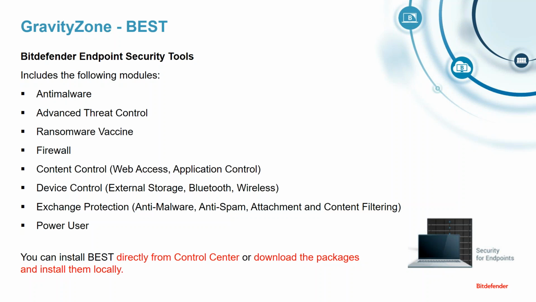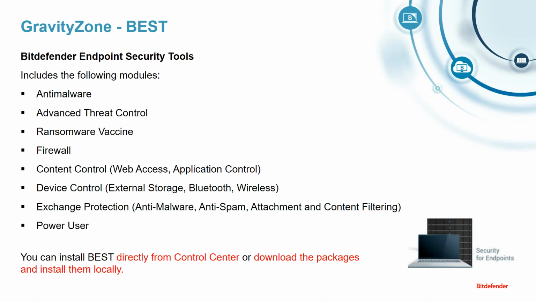Device control allows you to control what type of devices users can connect to their environments. The most common use is blocking external storage such as USB sticks, which could contain malware. Exchange protection includes anti-malware, anti-spam, as well as attachment and content filtering. Power User is a time-saving feature which allows admins with the correct password to directly override policies on an endpoint without having to access the Control Center.